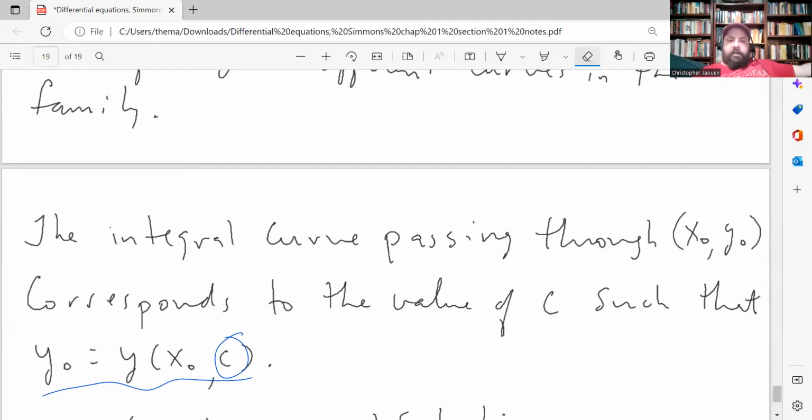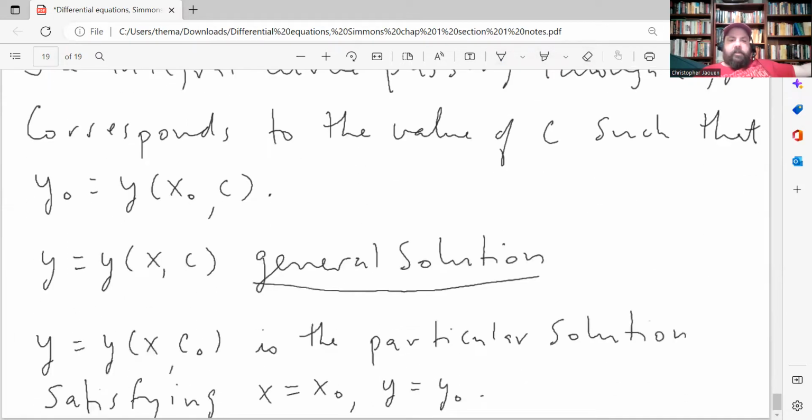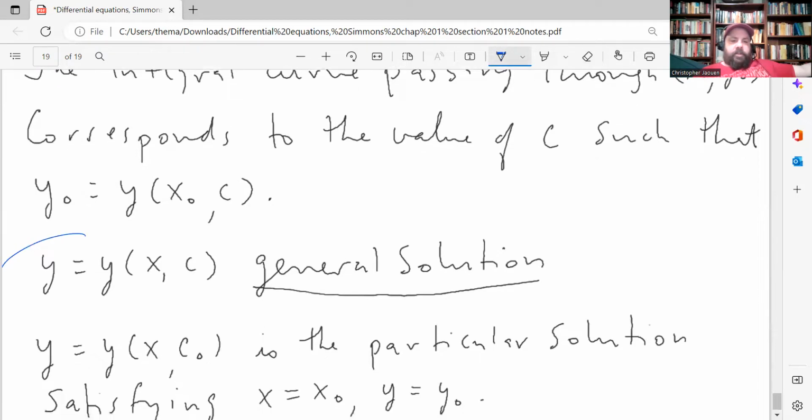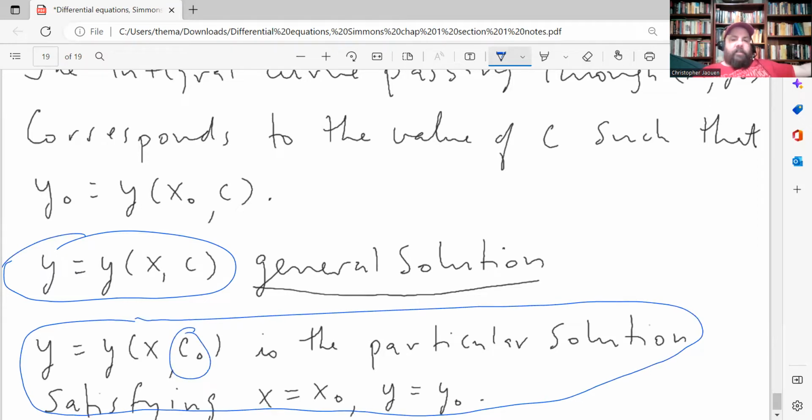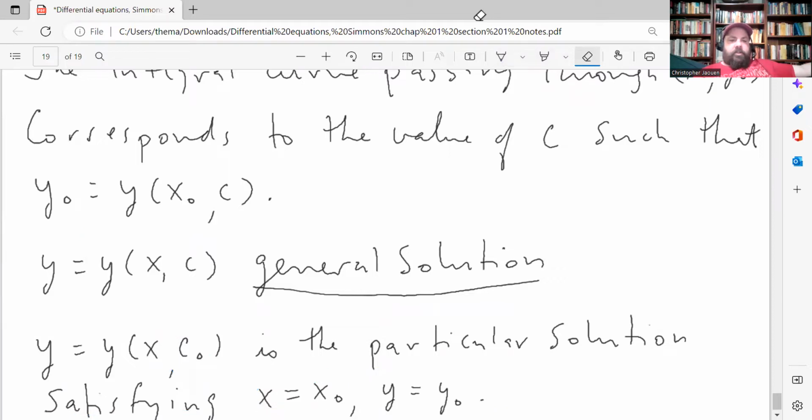So this is analogous to finding a specific antiderivative rather than the indefinite integral, right? So you have the general solution looks like this, and the particular solution satisfying the initial conditions x equals x0, y equals y0 looks like this. Notice we have a specific value plugged in for C0. This is the unique value of C0 that makes the integral curve pass through this initial point. All right. So like I said, we'll actually get to Picard's theorem. I think he said in chapter 13.